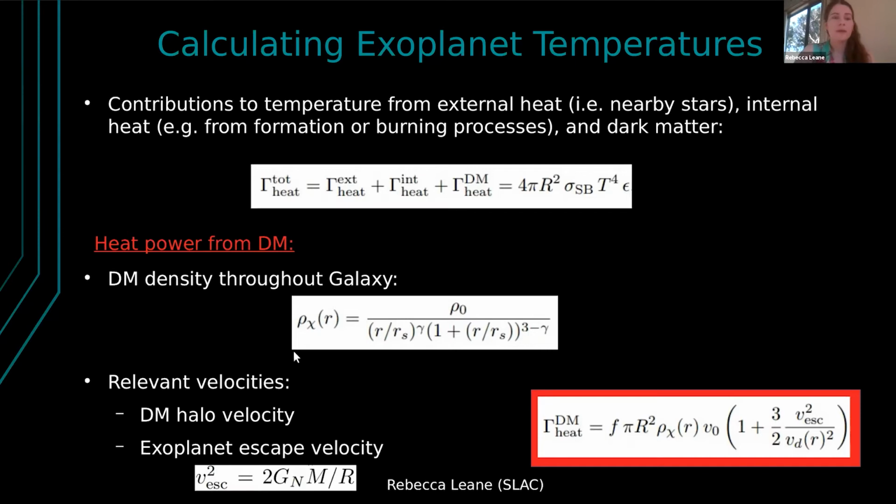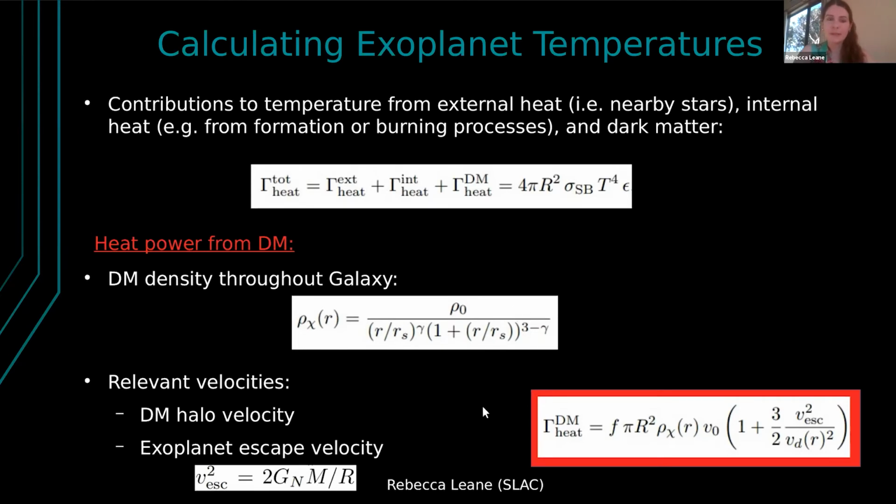We also have to take into account relevant velocities. One is the dark matter halo velocity, because the speed the dark matter is whizzing around at determines how easy it is to actually capture it in these exoplanets. And we also care about the exoplanet escape velocity, which is related to capture as well. It's how easily the dark matter is going to get in there. And that goes like the usual: the escape velocity squared is 2 times Newton's constant, times the mass of the object, divided by its radius.